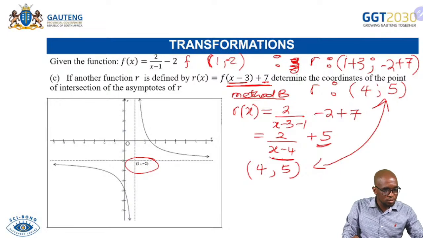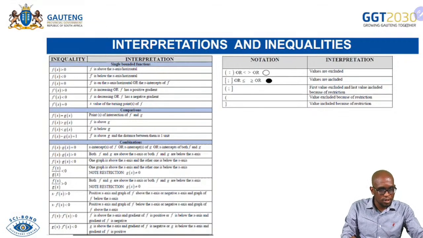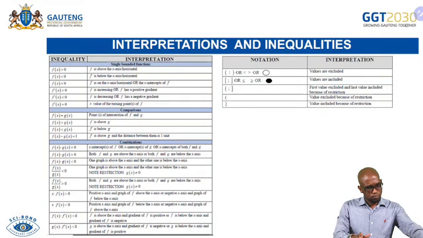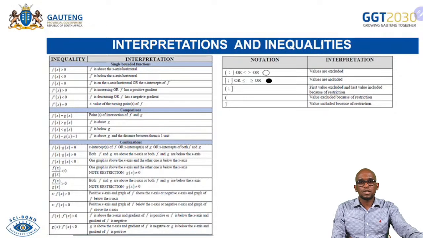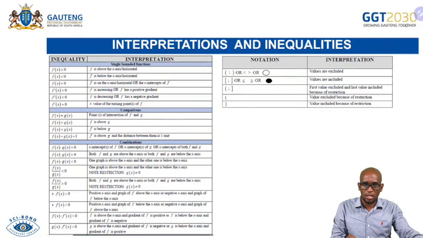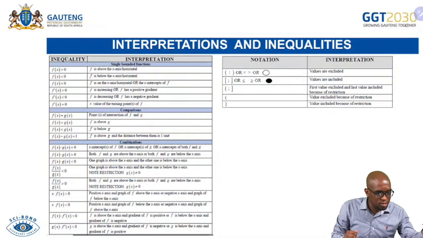Right, moving right along, I think we are done with transformations. Now we move to interpretations and inequalities. We're going to look at now our table for inequalities. Now here what we're going to do is, you are used to solving inequality problems algebraically when you work with your algebra. But now we should also know how to do that when we work with graphs, to do it graphically. So in order for us to do it graphically, we can use this table as a guideline.